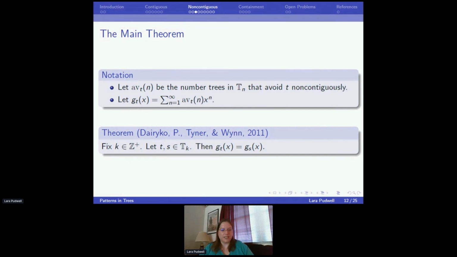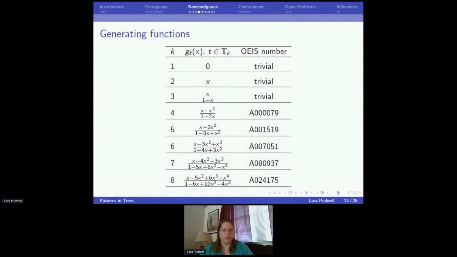And so then the follow-up question is, well, it doesn't matter what the tree looks like, it just matters how many leaves. What do these functions actually look like? And since they were modifying algorithms, they could actually compute these generating functions for specific sizes of trees they wanted to avoid.